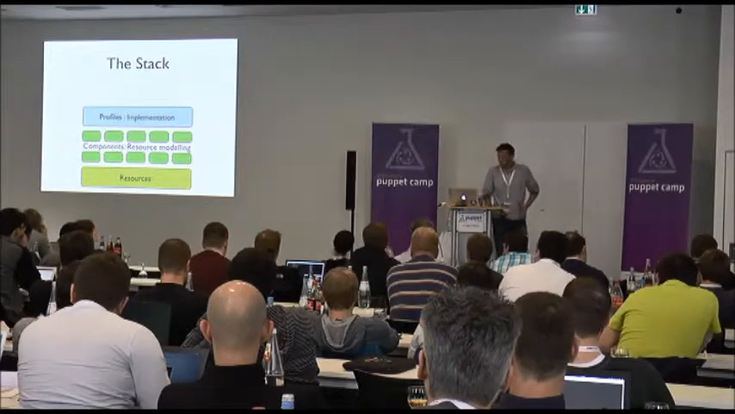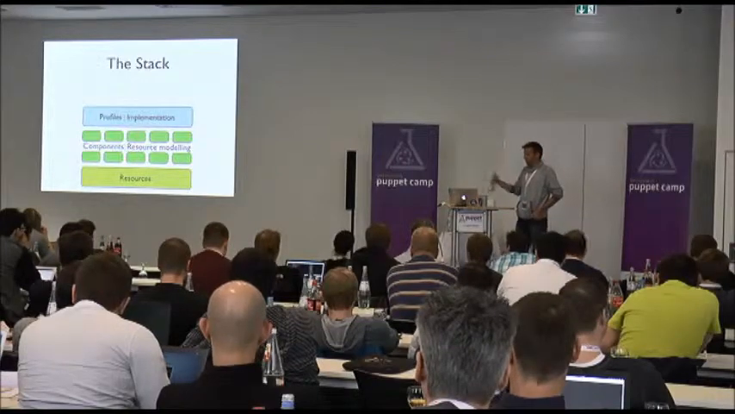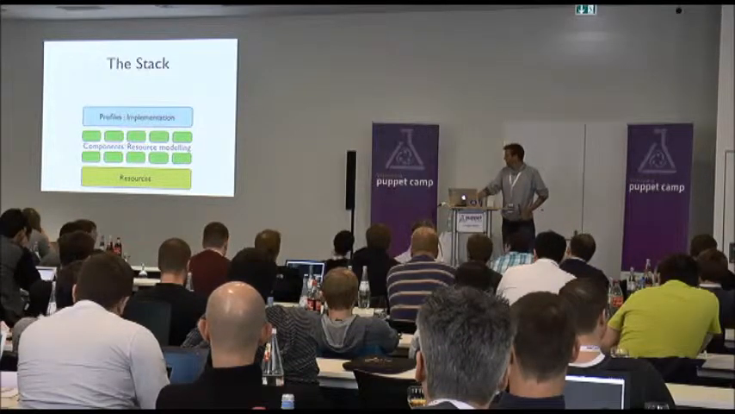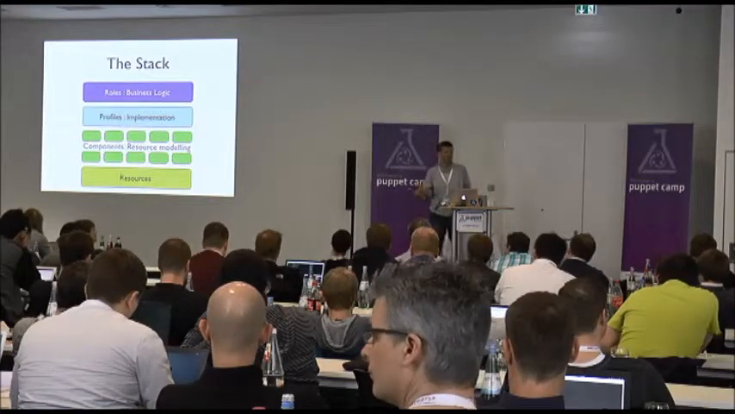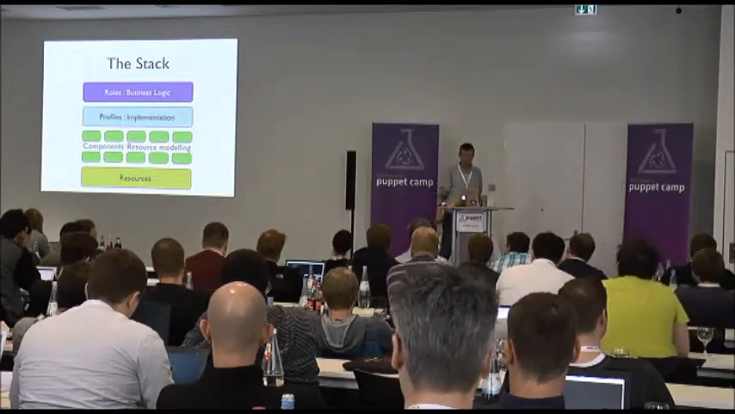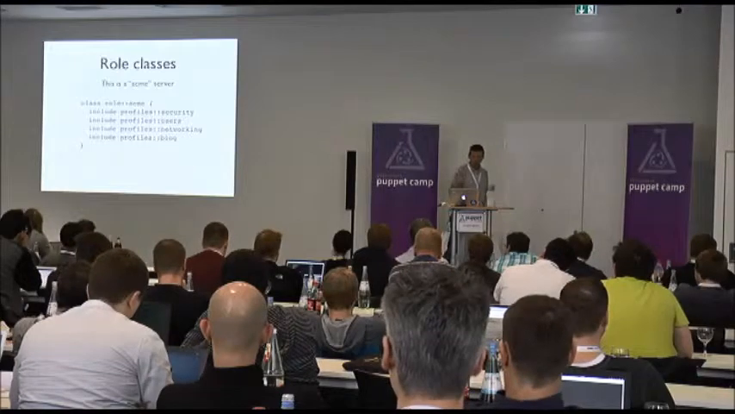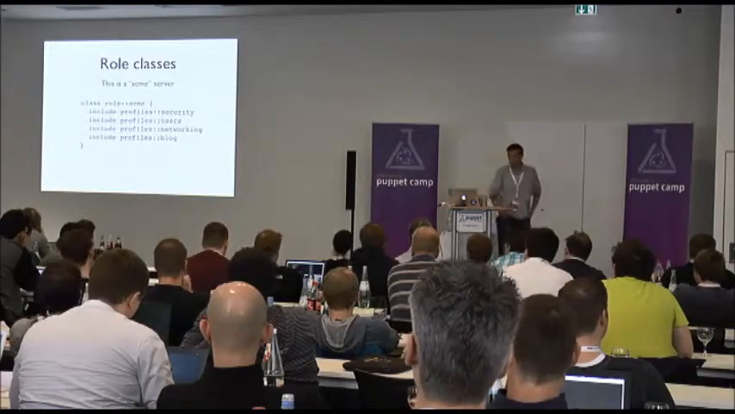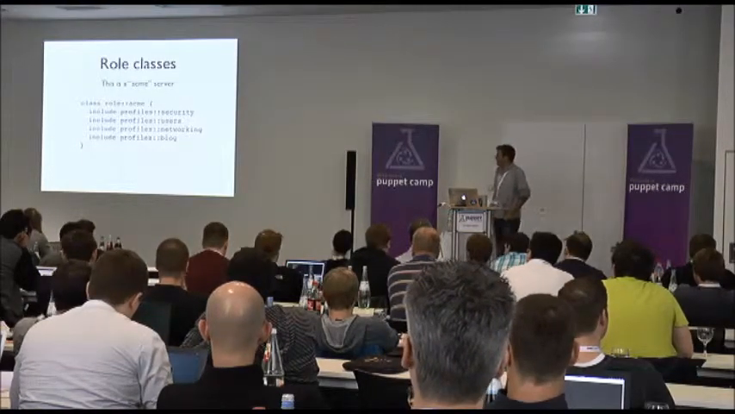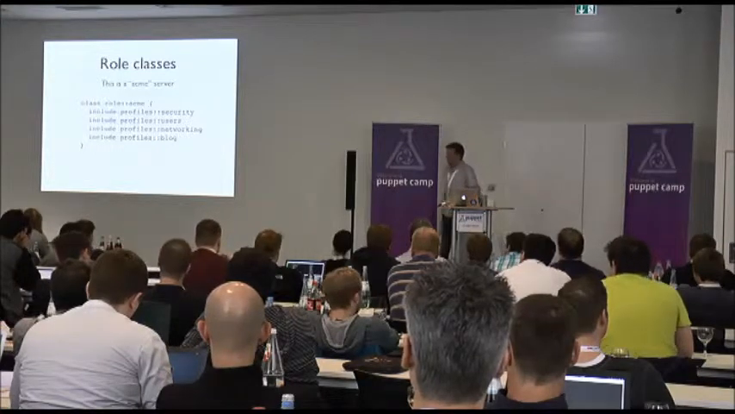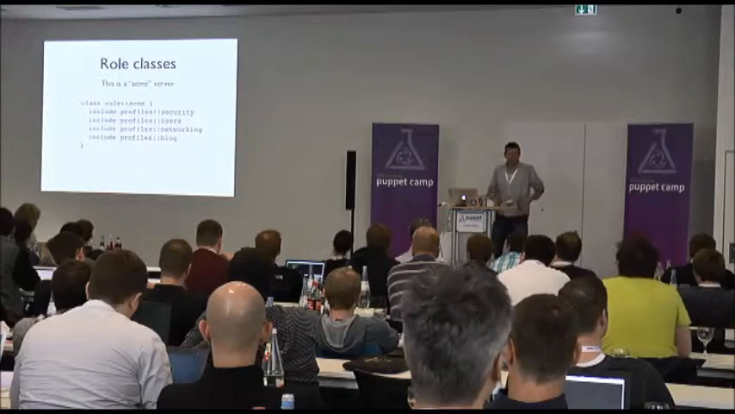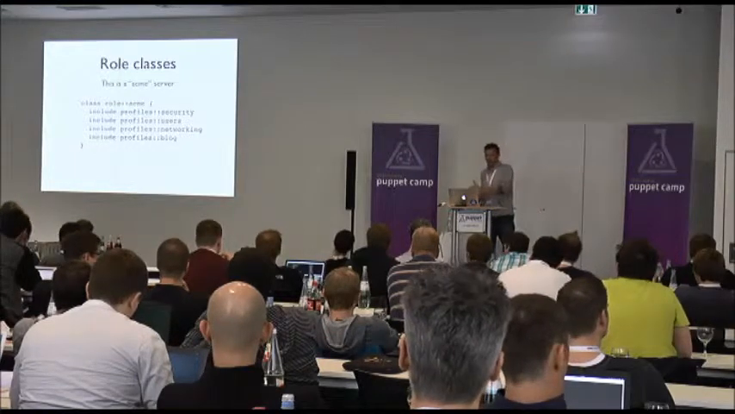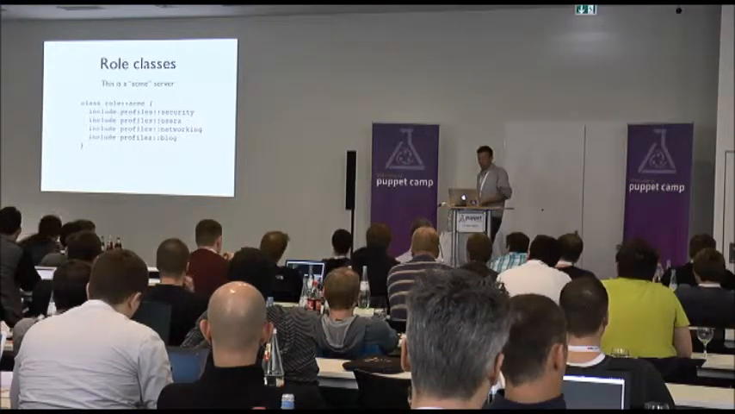We've got profiles providing this implementation layer. And all we've done is add another layer of abstraction now to this, which is roles, in order to expose the business logic of what we're trying to do. So here's an example of a role class. Again, it's dumb. It just includes profiles. And the naming of it, although not very original in my example, represents the business logic of what the function of this server is, and then drill down into the profiles.